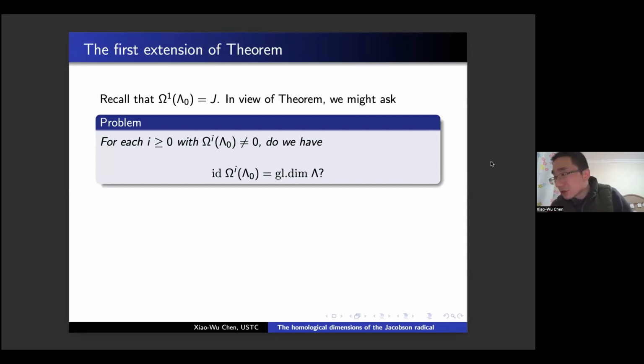If i is bigger than 0, then for non-zero syzygies, do we always have that the injective dimension of the higher syzygy is equal to the global dimension of lambda? So this is the question. I mean, this is quite open.